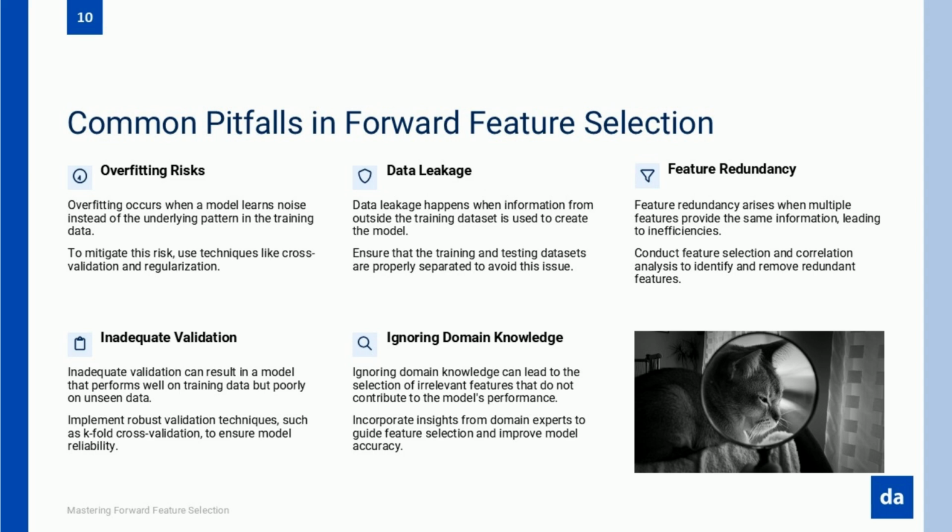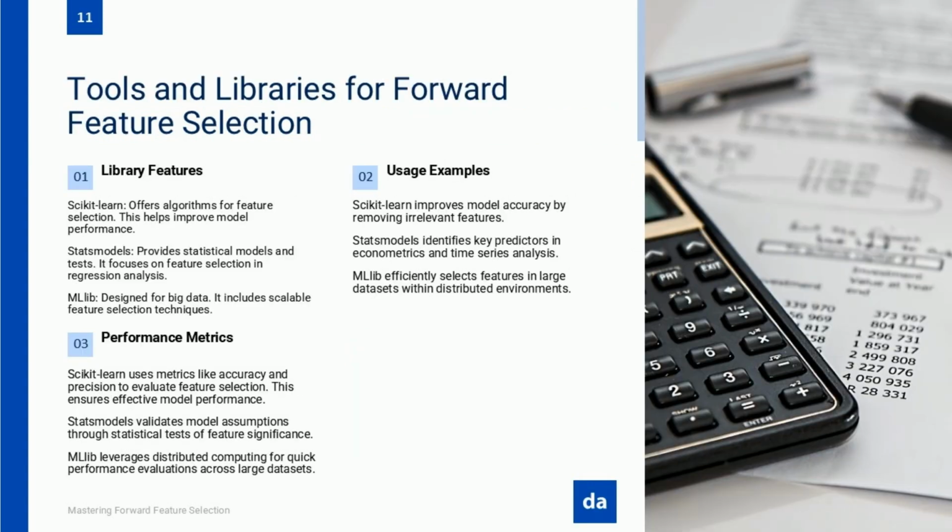But now that we know what not to do, let's talk about what tools we can actually use to implement forward feature selection properly. Up next, the best libraries and frameworks for getting this done efficiently. Building a great machine learning model is one thing. Actually implementing it is another. You don't want to reinvent the wheel and manually test every feature. That's where libraries and tools come in, making forward feature selection faster, smarter, and way less painful. Let's break down the best ones for the job.